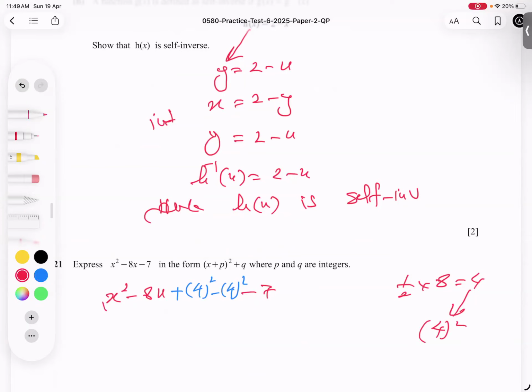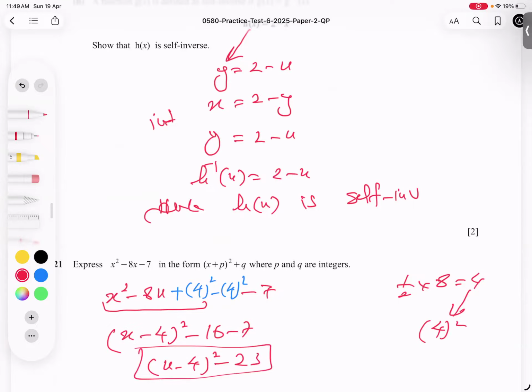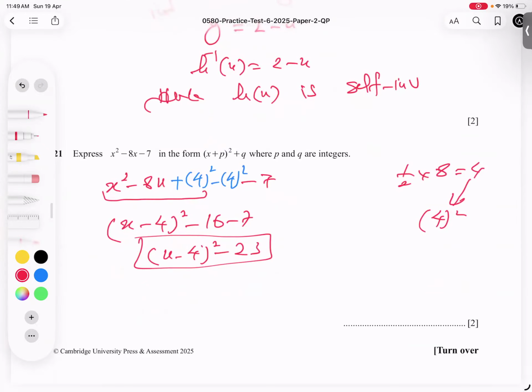Okay, these three terms combine. How do they combine? x from here, 4 from here, and the sign from here. So I get x minus 4 whole squared. And from here, I got 16. And finally, I got this one, very clear, and negative 23. And if someone asks me what is the p-value, the p-value is negative 4. And the q value, outside, is negative 23.